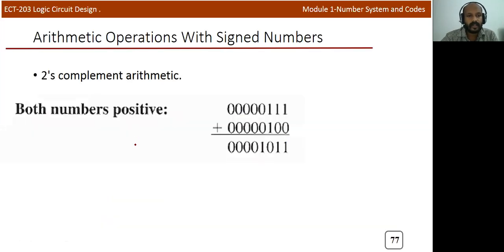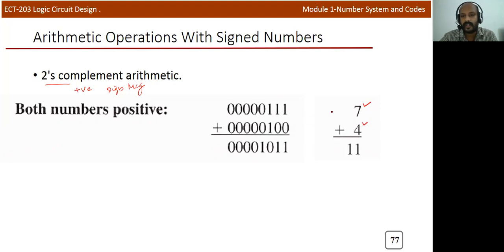So first we will consider two's complement arithmetic. First we will consider when both numbers are positive. We know that in two's complement representation, for a positive number, the sign magnitude representation and the two's complement representation are the same. So here we'll take an example. Here 7 plus 4 we need to perform. So we need to add 7 and 4.